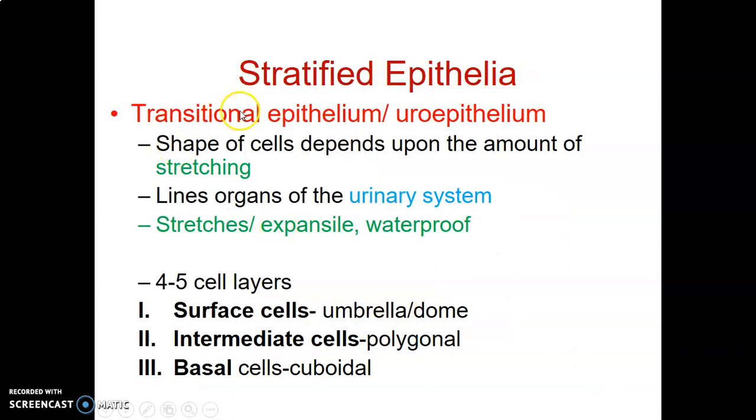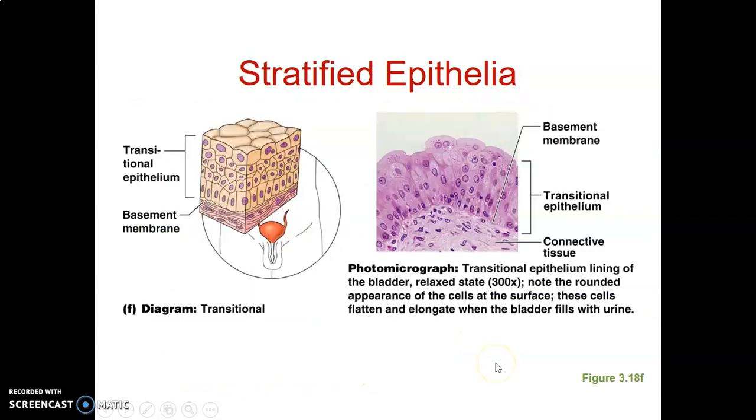So transitional epithelium is a stratified epithelium. It's also called uroepithelium. The shapes of the cells depend on the amount of stretching. So whether there is urine, the stretch will be more. So this transitional epithelium lines the urinary system, the ureters, the calyces, the bladder, and its adaptation is mainly the ability to stretch, expand, and it's waterproof. So you have 4 to 5 cell layers. The surface cells that are umbrella or dome-shaped, intermediate cells that are polygonal, and the basal cells that are cuboidal.